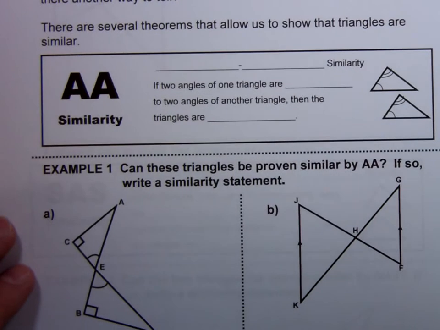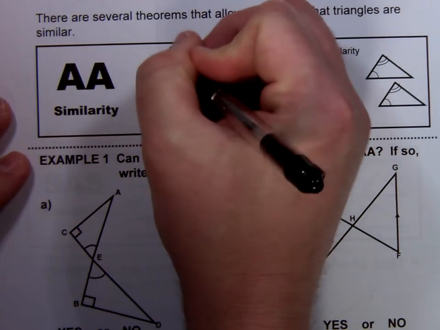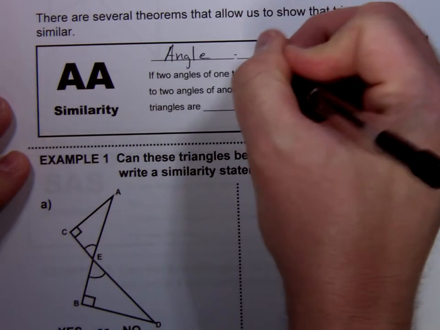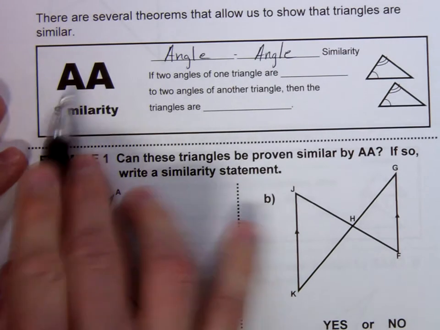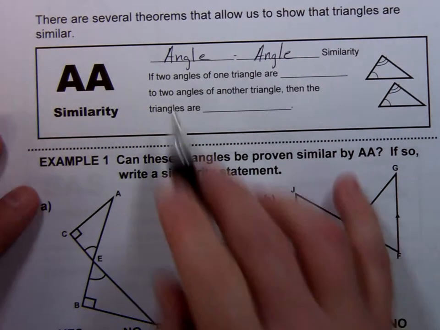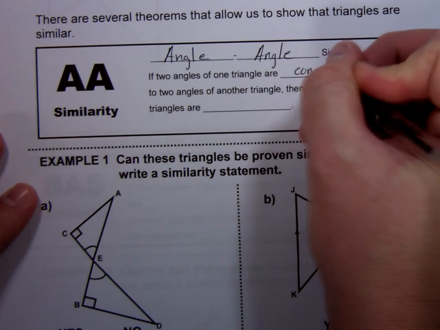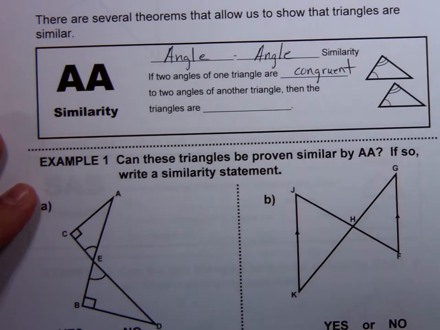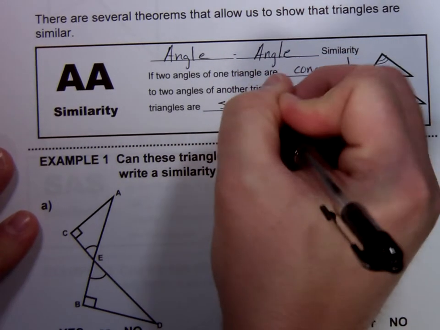There are three ways we're going to talk about. One way is called angle-angle similarity. So we write it just AA similarity. That means angle-angle similarity. And that means that if two angles of one triangle are congruent to two angles of another triangle, then the triangles are similar.